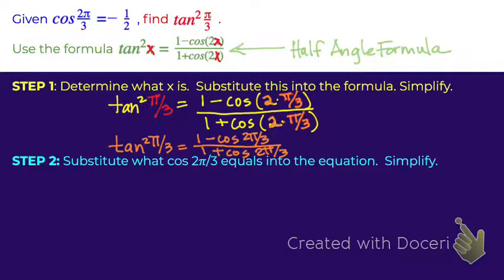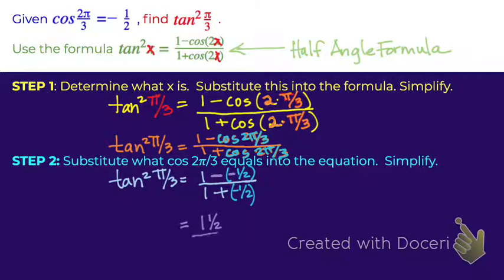Now we're ready to substitute in what the cosine of 2 pi over 3 is. So we're going to substitute it in our numerator and also in our denominator. And now let's simplify. 1 minus negative 1/2. Subtracting a negative is the same as adding. So it's 1 plus 1/2, which is 1.5. And then in our denominator, we have 1 plus a negative 1/2, which is like 1 minus 1/2, which is 1/2. So now let's simplify a little more.